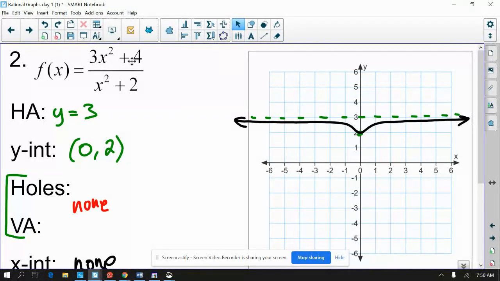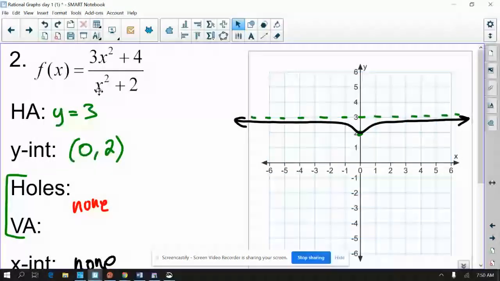Holes: 3x squared plus 4. There is no x value that makes this 0. Well, actually, no real x value. There are imaginary x values, but we're not talking about imaginaries. This is a real plane, so there's not going to be a physical hole here. These are all real numbers. So there's no hole. And what about vertical asymptotes?